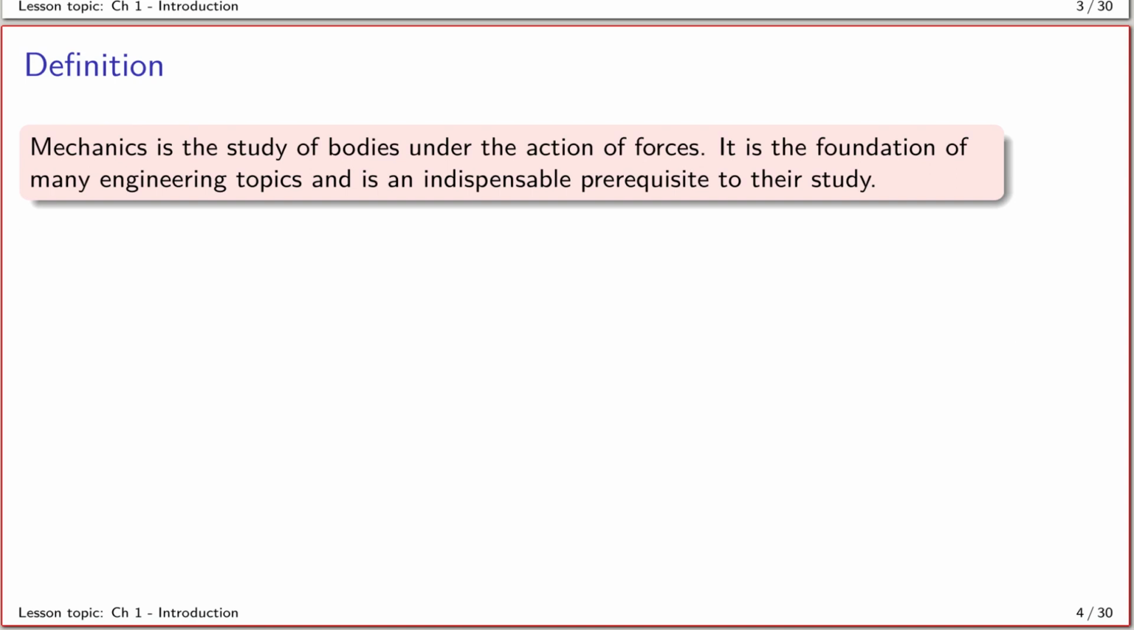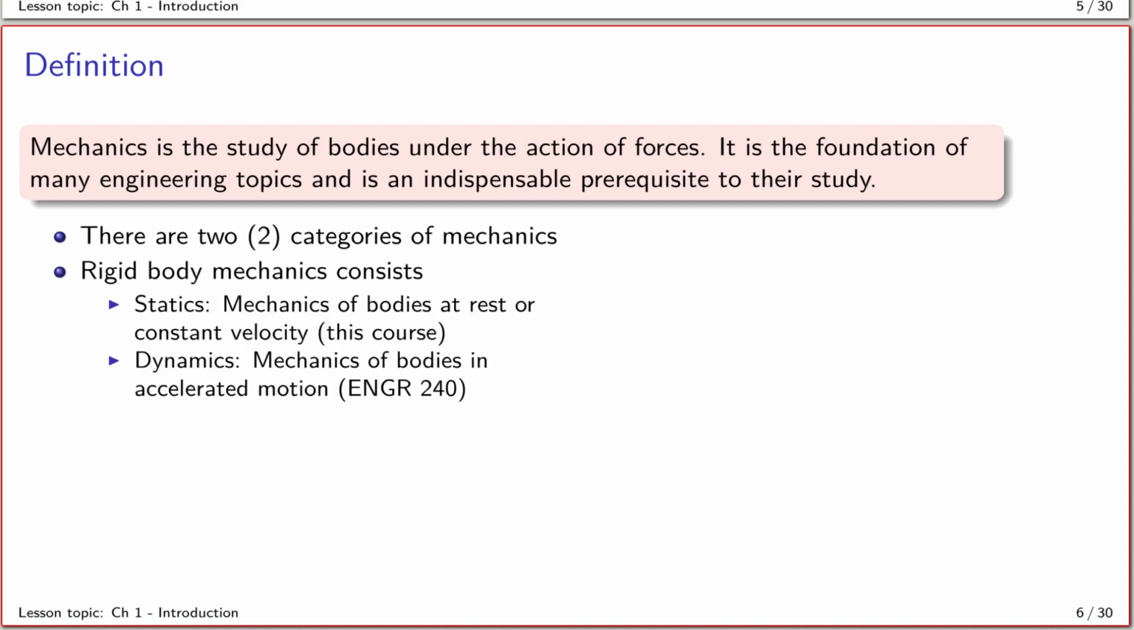So mechanics is the study of bodies under the action of forces, and as you will see, it is the foundation of many engineering topics and is therefore an extremely important and indispensable prerequisite to several engineering subjects. There are two broad categories of mechanics. The first one is called rigid body mechanics, and a rigid body is basically a body which is a solid, right? Of course, it may be a solid connected to other solids through chains and links and things like that, but overall it's a solid body.